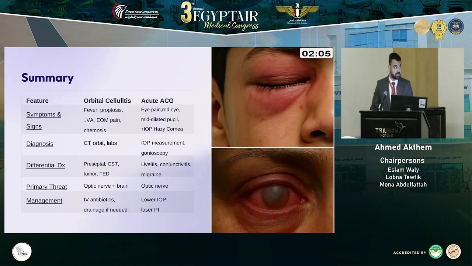So to sum up, this table highlights the important points we discussed in this presentation. I want to emphasize that acting fast is important. Regarding the orbital cellulitis, please admit the patient immediately, give IV antibiotics in order to prevent complications. And for the acute angle closure glaucoma, please lower the IOP immediately. And please don't forget that laser PI is done for both eyes, not just the affected one. Thank you.